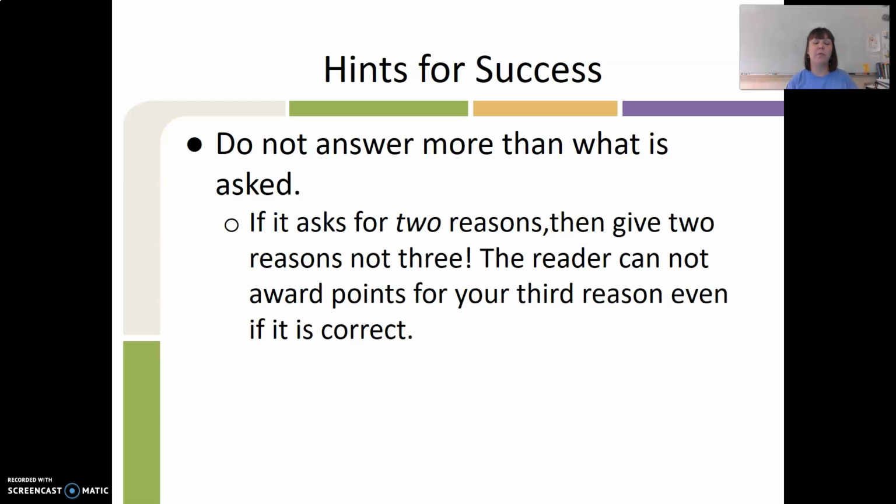Also, if it asks for 2 reasons and you give 3, the grader in May is only going to grade the first 2. So if you are writing 2 and then you think of a third one that's really awesome, scratch 1 out. And they'll just read the 2 that they see, the first 2 that they come across. So it's fine to scratch 1 out and say, there's a better one, here's the better one.